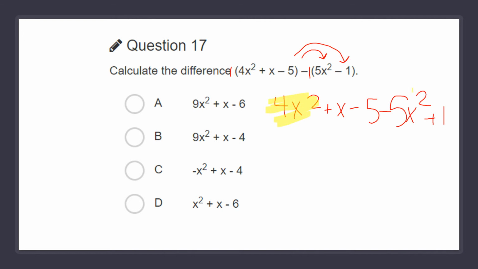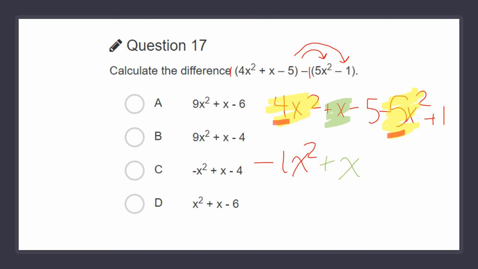So I have 4x squared minus 5x squared. Remember that when you subtract or add, you're only changing the coefficient. So we're going to do 4 minus 5, which is -1x squared. All right, then we're going to look at our x's. Well, we only have one x right there, plus x, so that's just going to come on down.